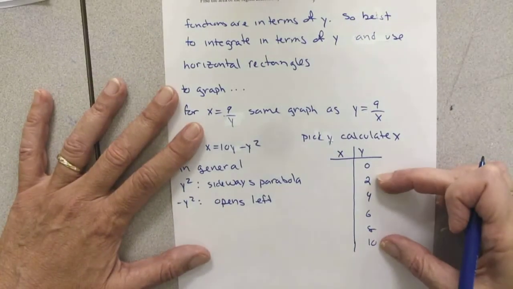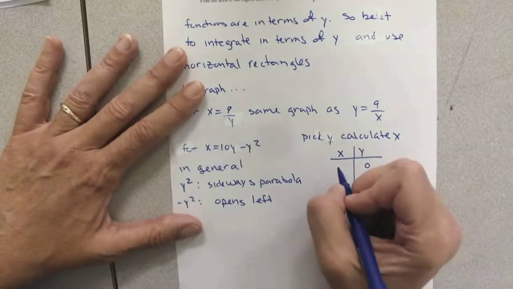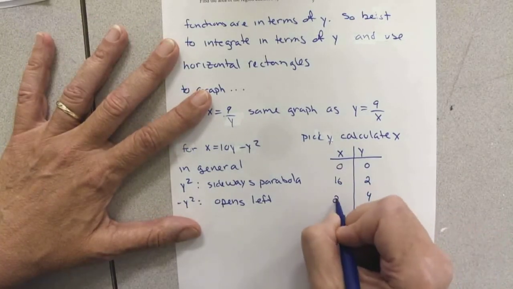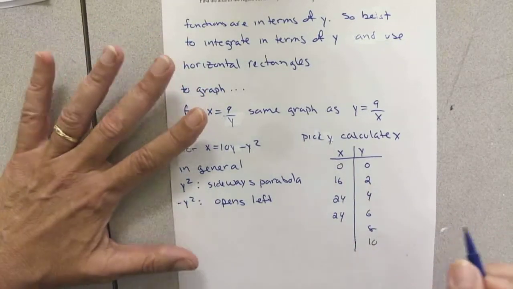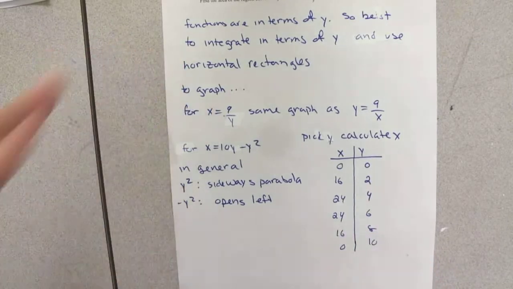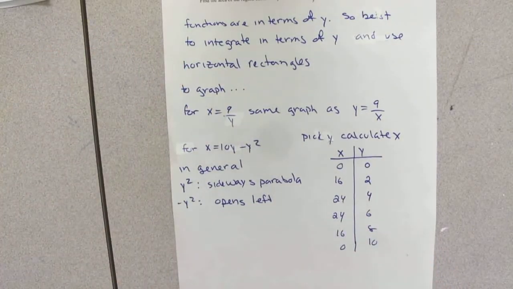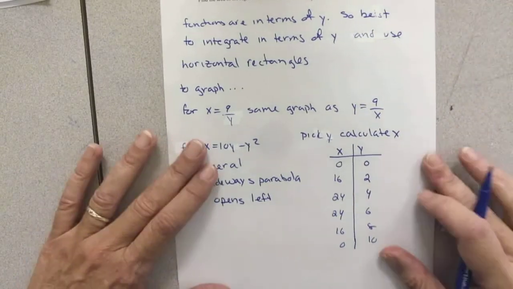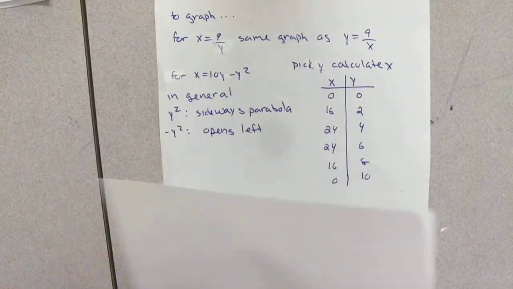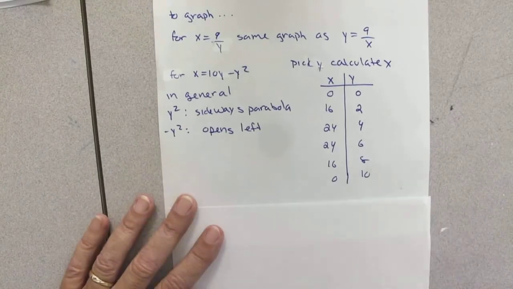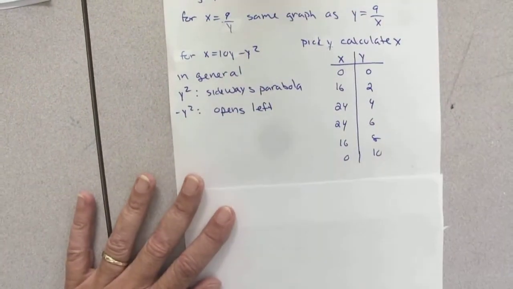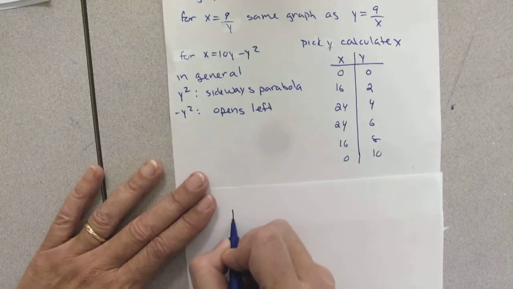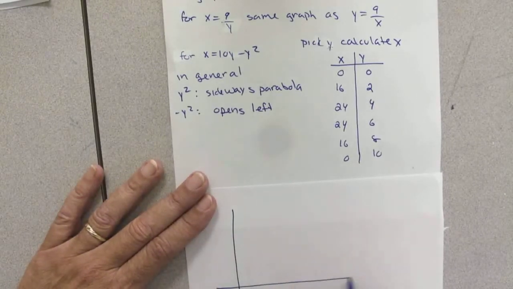But now, picking y and calculating x, and you're just going to trust me on this, you're going to get 0, 16, 24, 24, 16, and 0, which gives me a graph that looks something like this. And you don't need tremendous works of art. You just need a nice little general sketch.